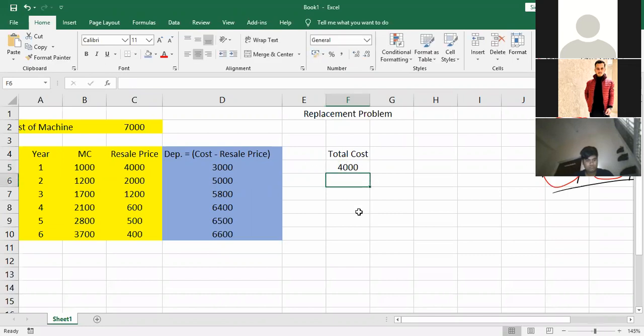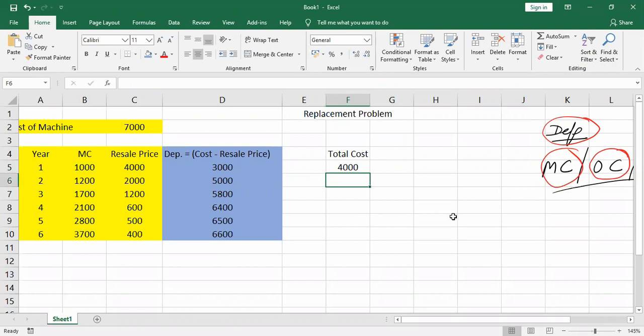Right, total cost is 4,000 rupees. Why 4,000 rupees? Because in the first year I spent 1,000 on maintenance and 3,000 is my depreciation. That is why 4,000 rupees.